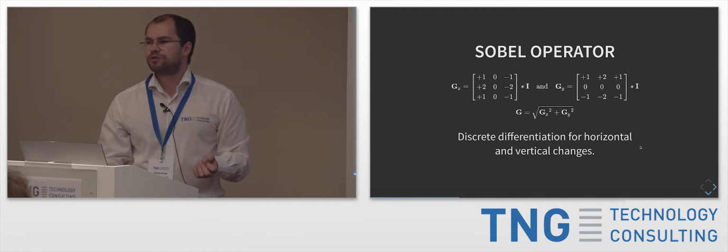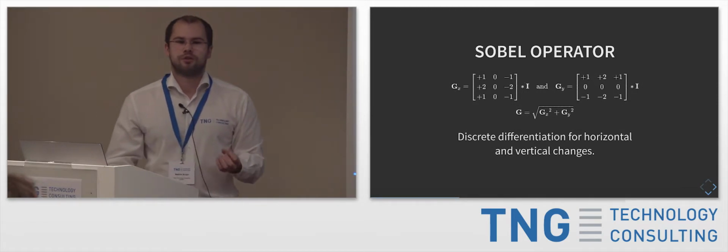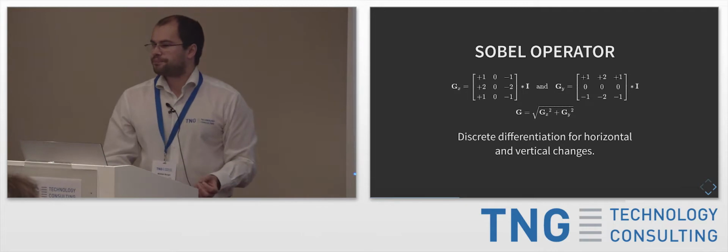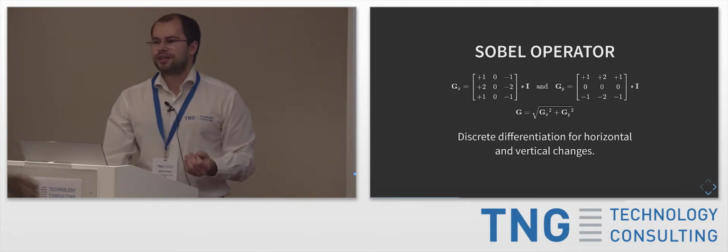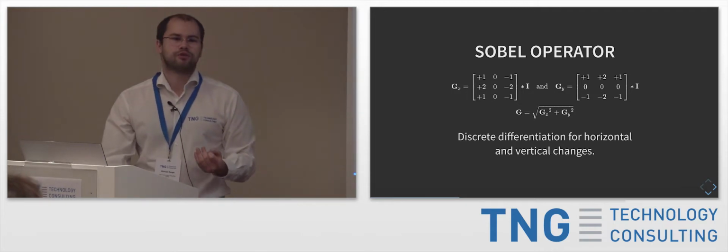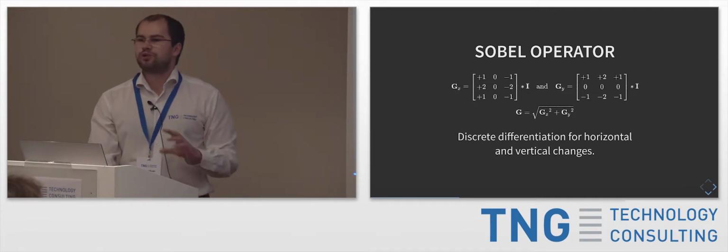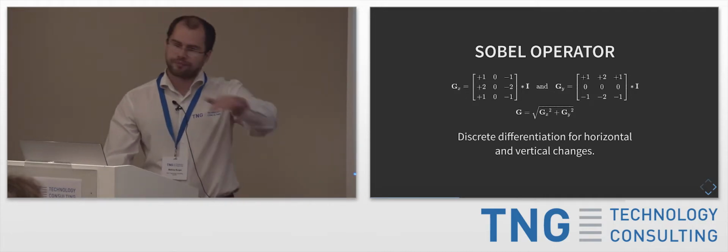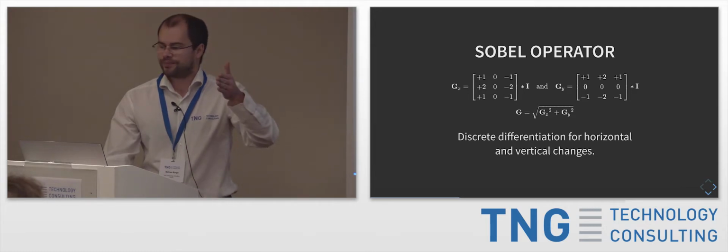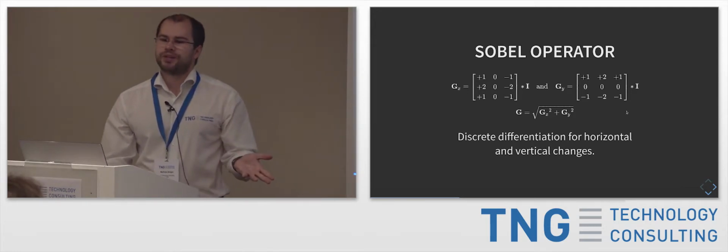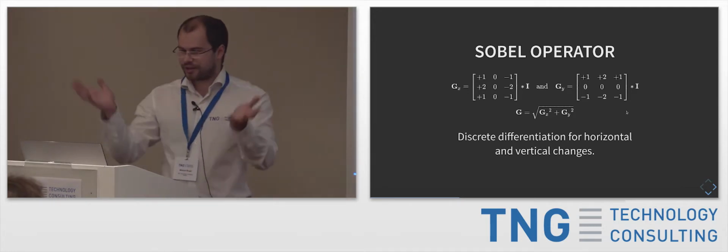So in classical computer vision, you would use the Sobel operator, which has filters that do discrete differentiation. And there are two components. You want to detect edges horizontally and vertically. And when you add that up, you get an edge detector for basically every edge.